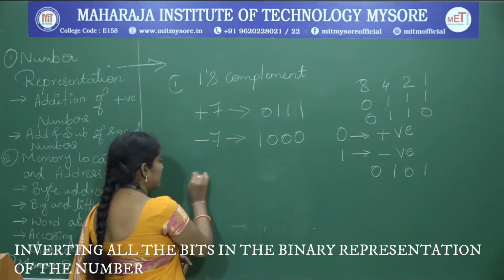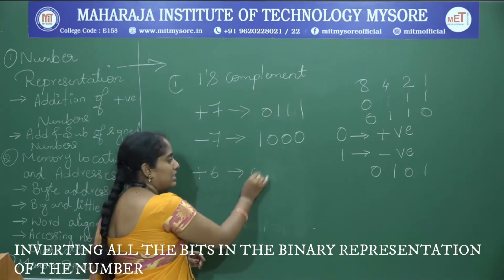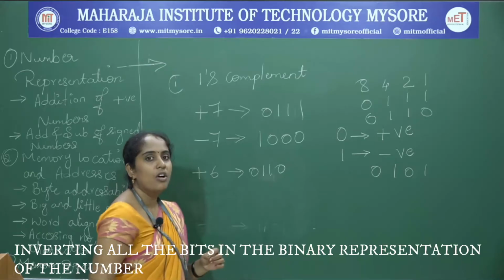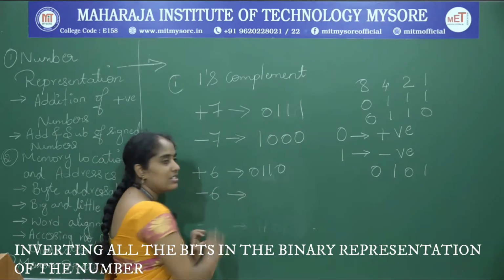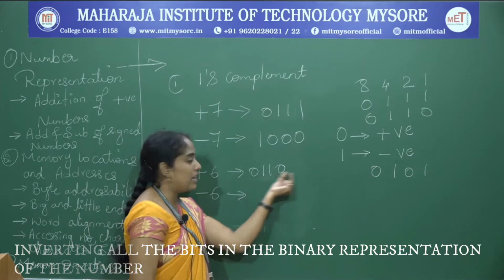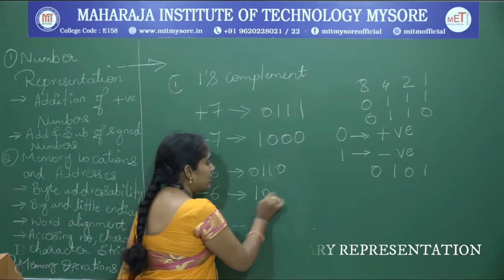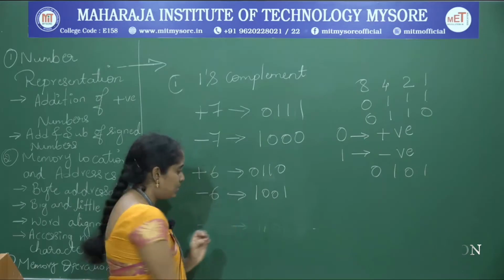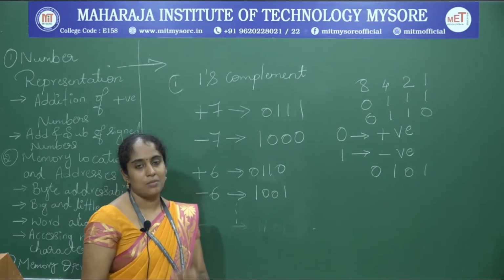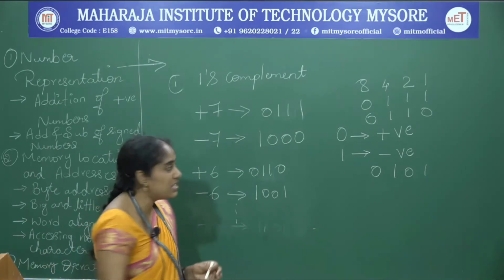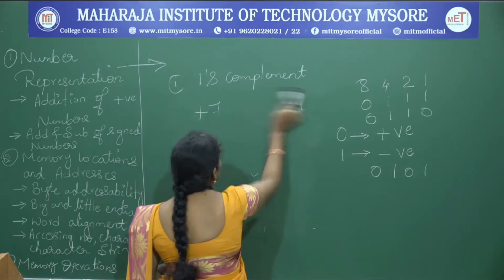Again take another example, plus 6. It is 0, 1, 1, 0. In the one's complement representation for minus 6, take the complement of each bit, so it is 1, 0, 0, 1. So this is the second system, and the third system is the 2's complement system.